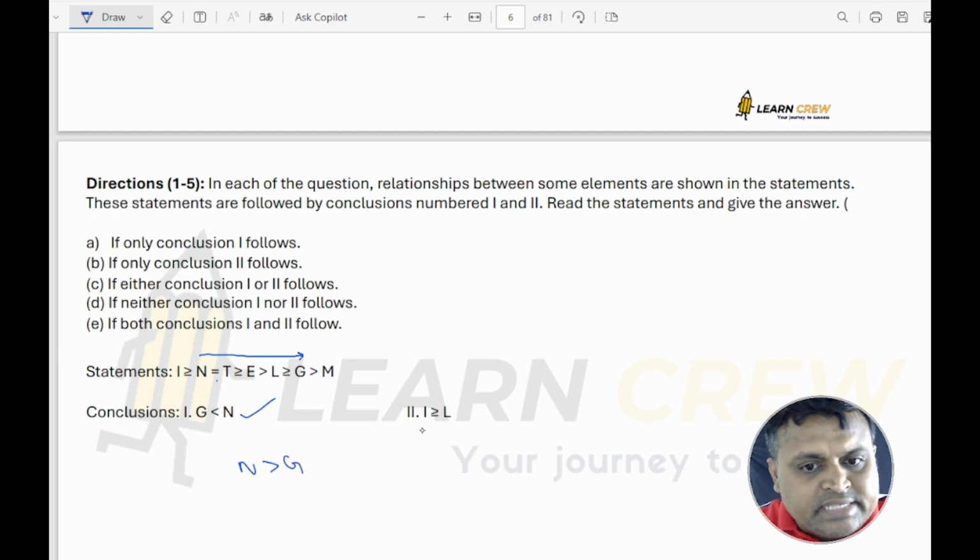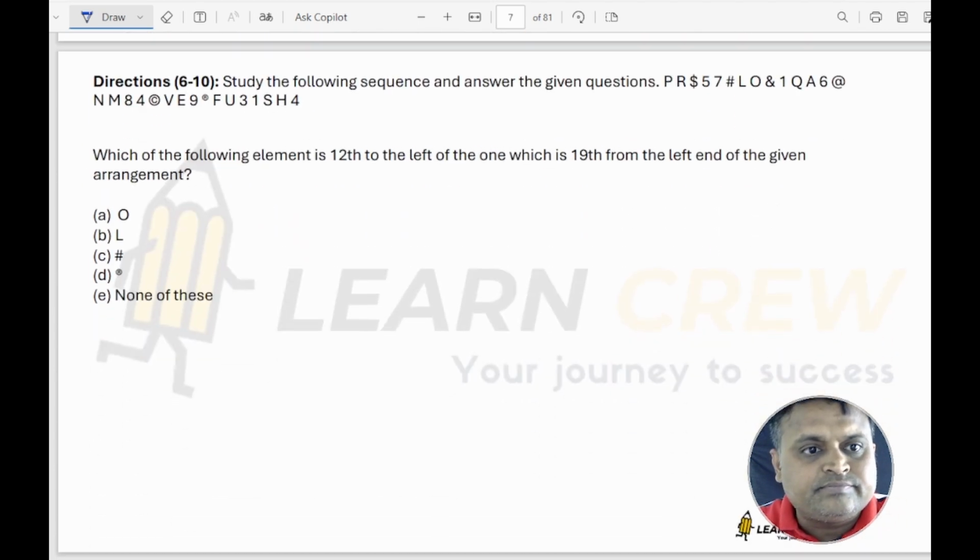I is greater than or equal to L. Whenever I am going from here to here, greater equal to, greater equal to, greater, so I can say I greater than L. I greater equal to L is not correct, I greater than L is correct. So this is wrong. So I can say here the answer is only one. Only one is correct, option A.